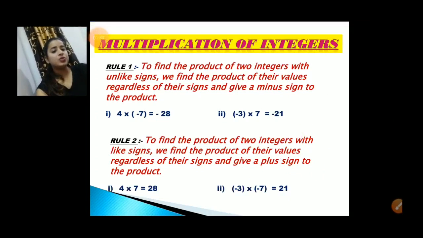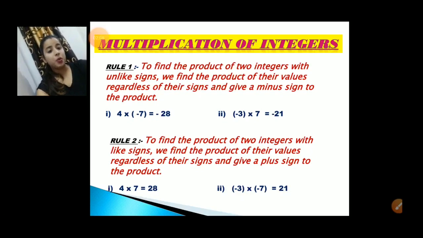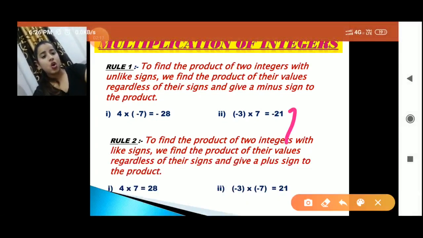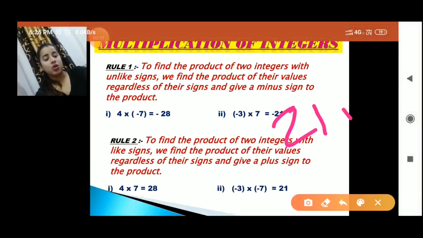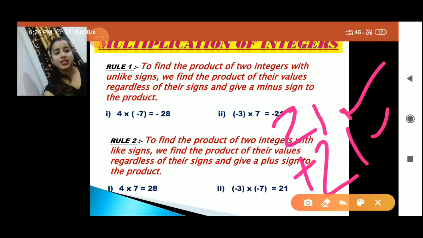Now let's look into the second example. You can see here first we multiplied 3 into 7, which is equals to 21. And here you can see both the signs are like signs, both are same, so there will be a plus sign. So either we write 21 or we write plus 21. Both are same.